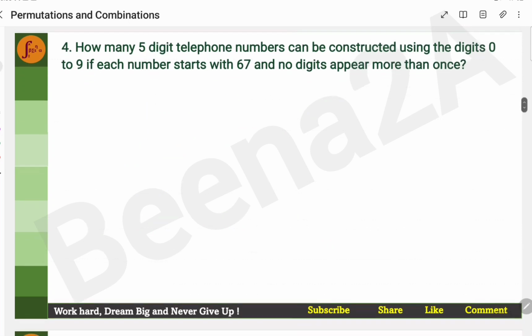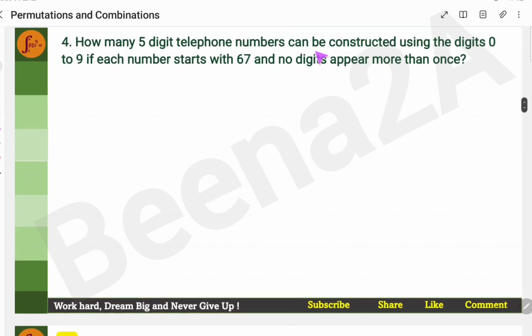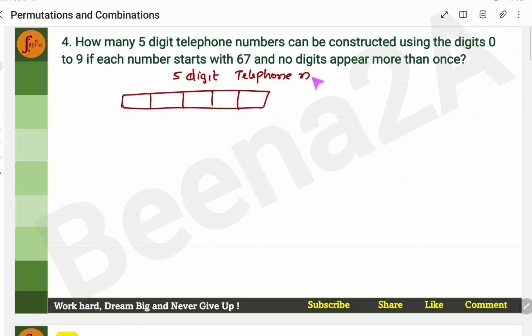Let's look at fourth example. How many 5-digit telephone numbers can be constructed using the digits 0 to 9 if each number starts with 67 and no digits appear more than once? So I need to find 5-digit telephone numbers, right? 5 digits. Let's focus 5 digits. So 5 boxes. I need to form 5-digit telephone numbers.